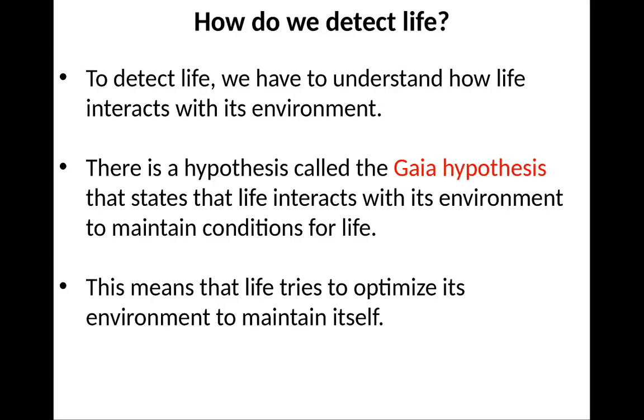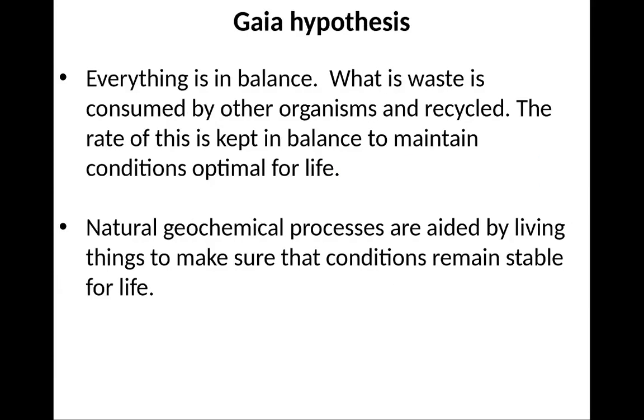There's a hypothesis known as the Gaia hypothesis, which states that life interacts with its environment to maintain conditions for life. That means life tries to optimize the environment to maintain itself. So what the Gaia hypothesis says is everything is in balance. Whatever waste is made is consumed by other organisms and recycled. The rate of this is kept in balance to maintain conditions optimal for life. So natural geochemical processes are aided by living things to make sure the conditions remain stable for life.